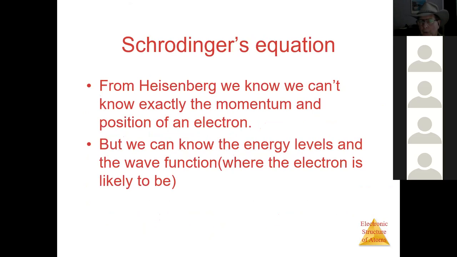So we're going to get into Schrodinger's equation a little bit, not much, just a little bit. From Heisenberg, we know that we can't know exactly the momentum or the position of the electron. But what we do know is they have energy levels, and we do know what the wave function is. The wave function will lead us to where the electron is likely to be.